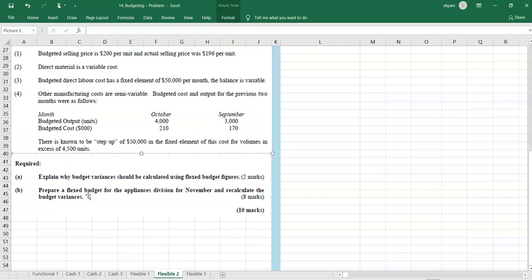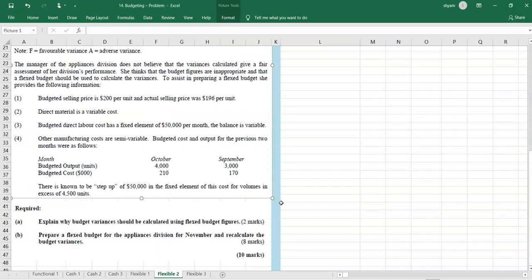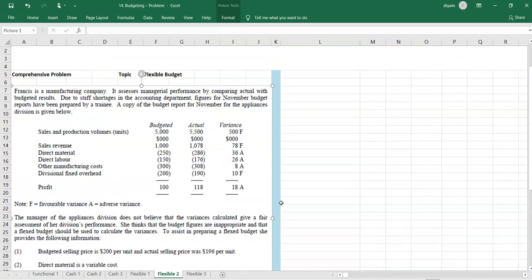Then prepare a flexed budget for the appliances division for November and recalculate the budget variances. So for November, for the appliances division, we have to recalculate the budget variances. So we'll read the question and see what is given.